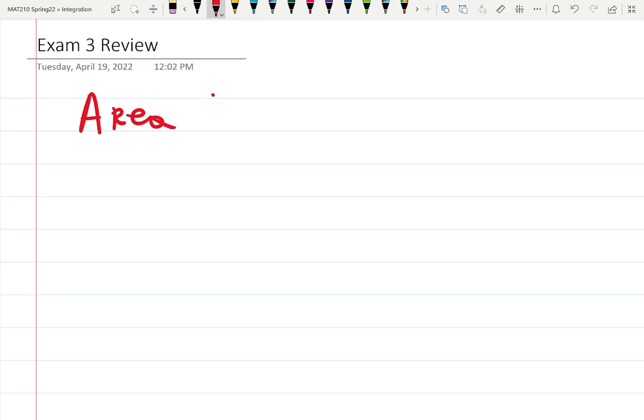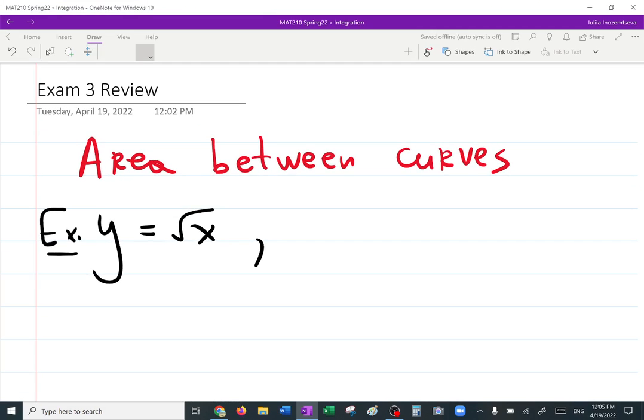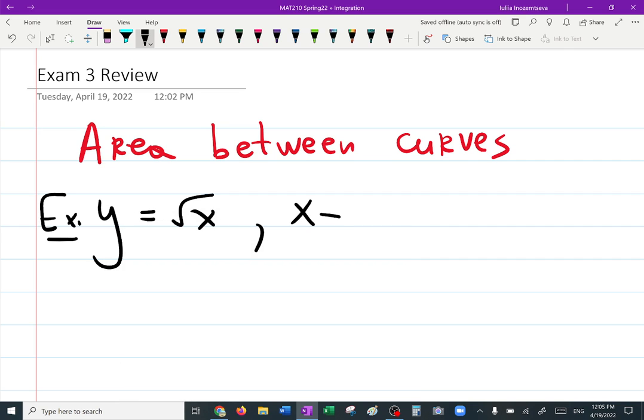Area between curves or graphs, curves or functions, graphs, and so on. So, for example, y equals square root of x. What else was it? I immediately forgot. X-axis, and x equals 0 and x equals 25.